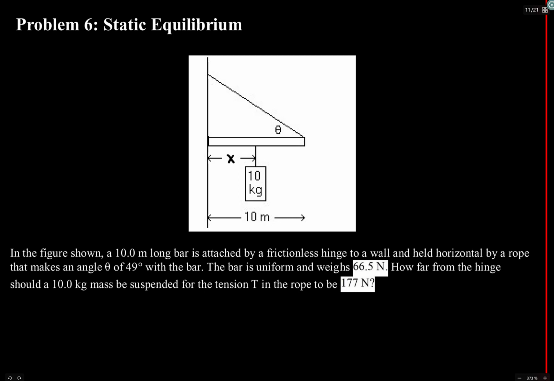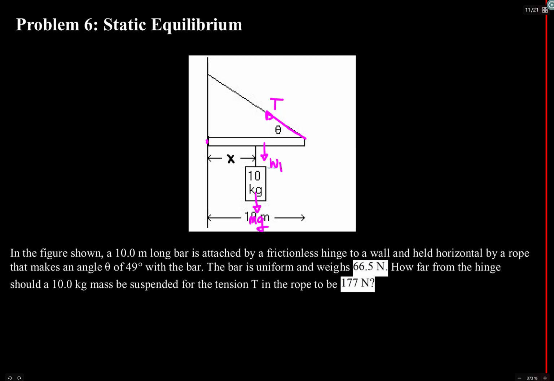This is the distance x, and we want to calculate x. So we start first by doing a free body diagram. There's tension in the string, I'm going to call that T. There's the weight of the bar itself, I'm going to call this W1, and there is this weight here, I'm going to call this Mg.